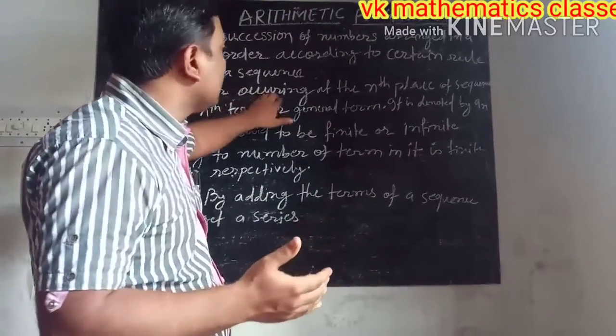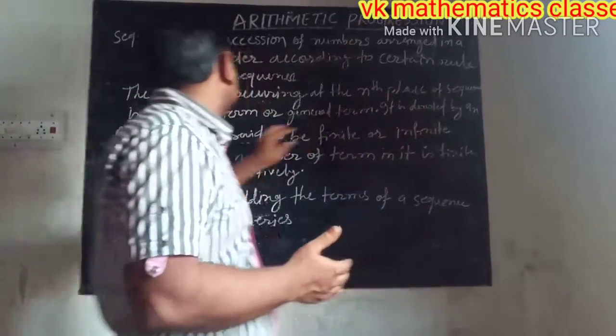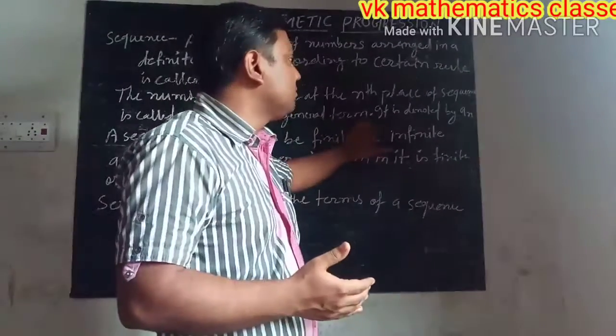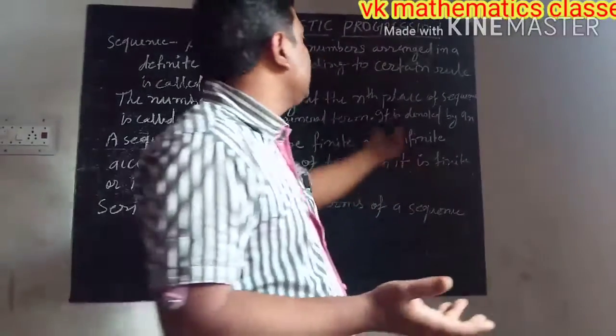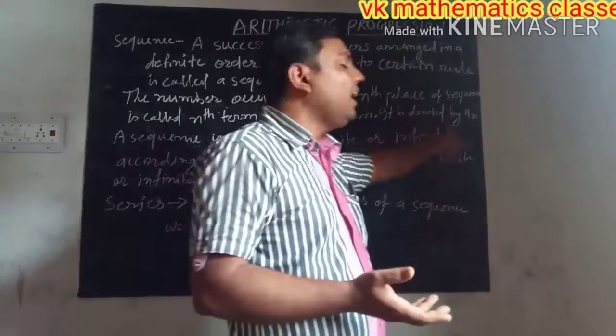The number occurring at the nth place of a sequence is called the nth term or general term. It is denoted by an.